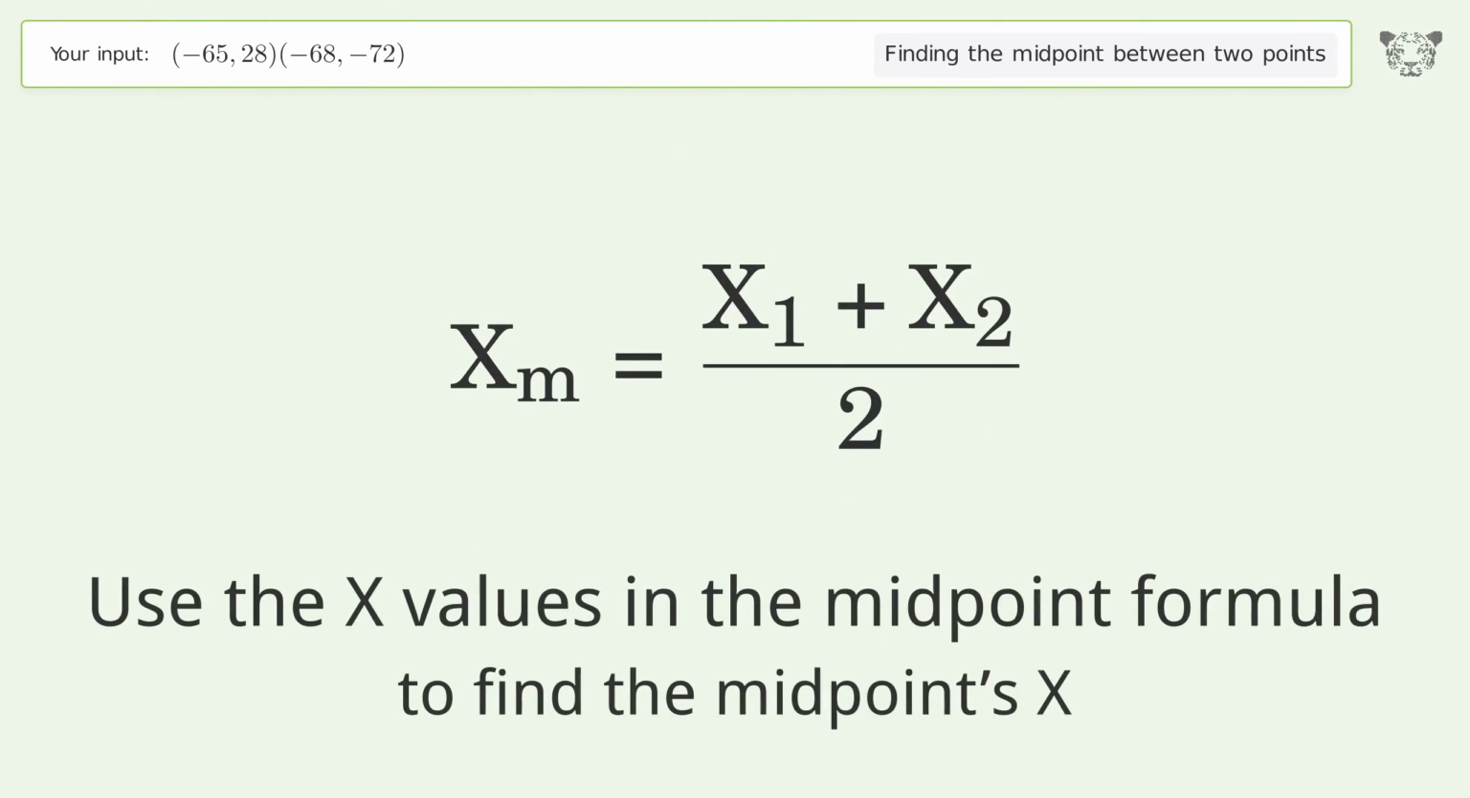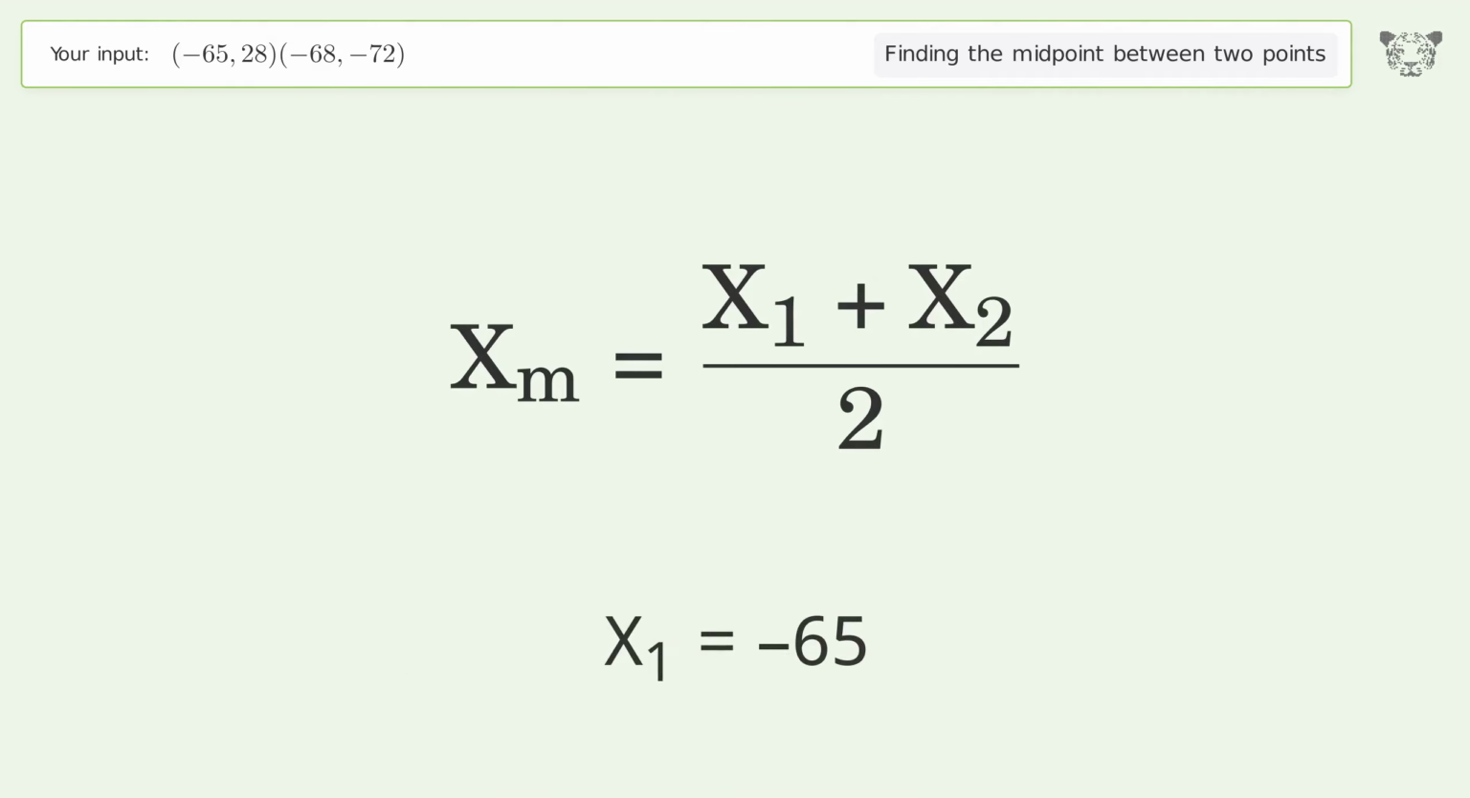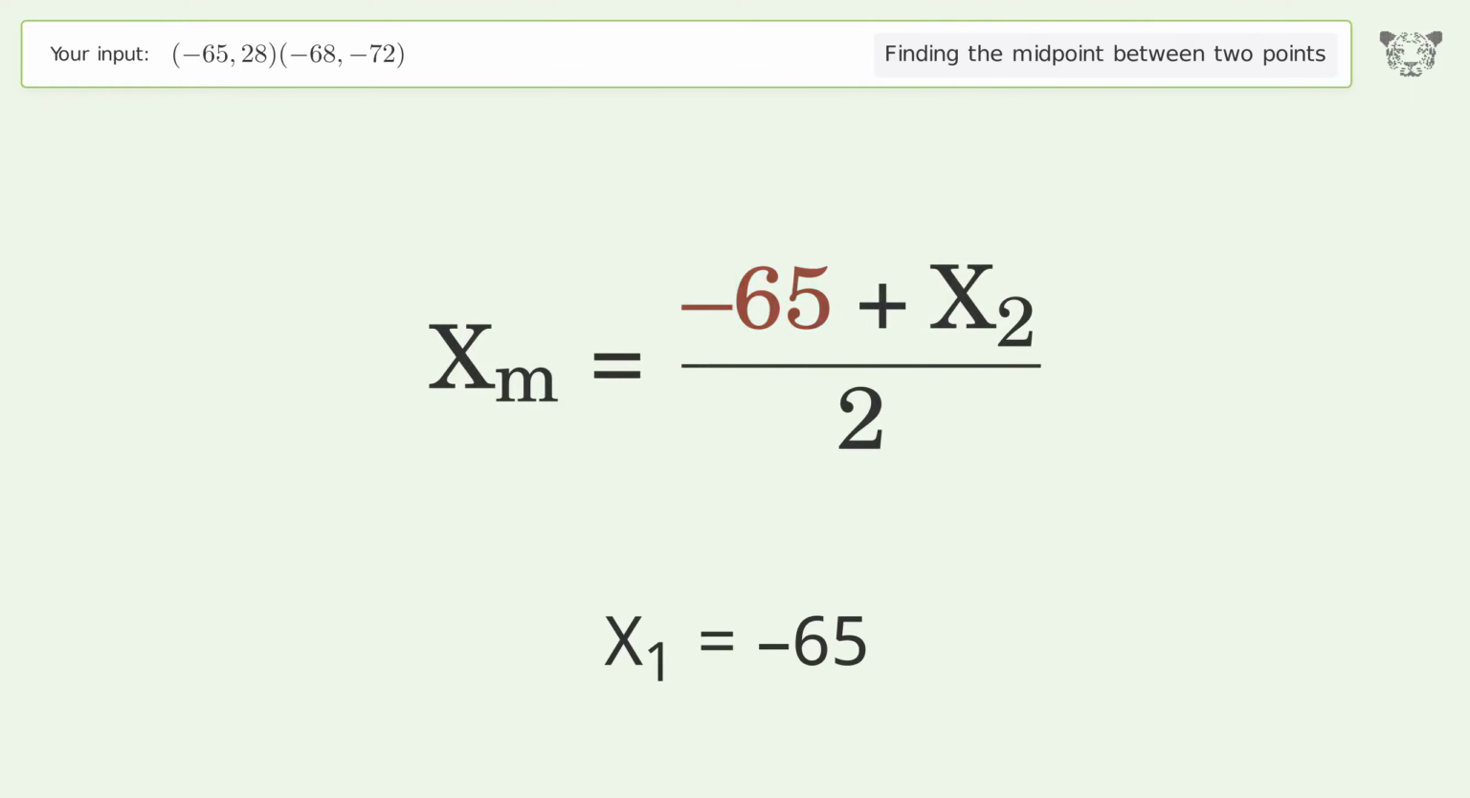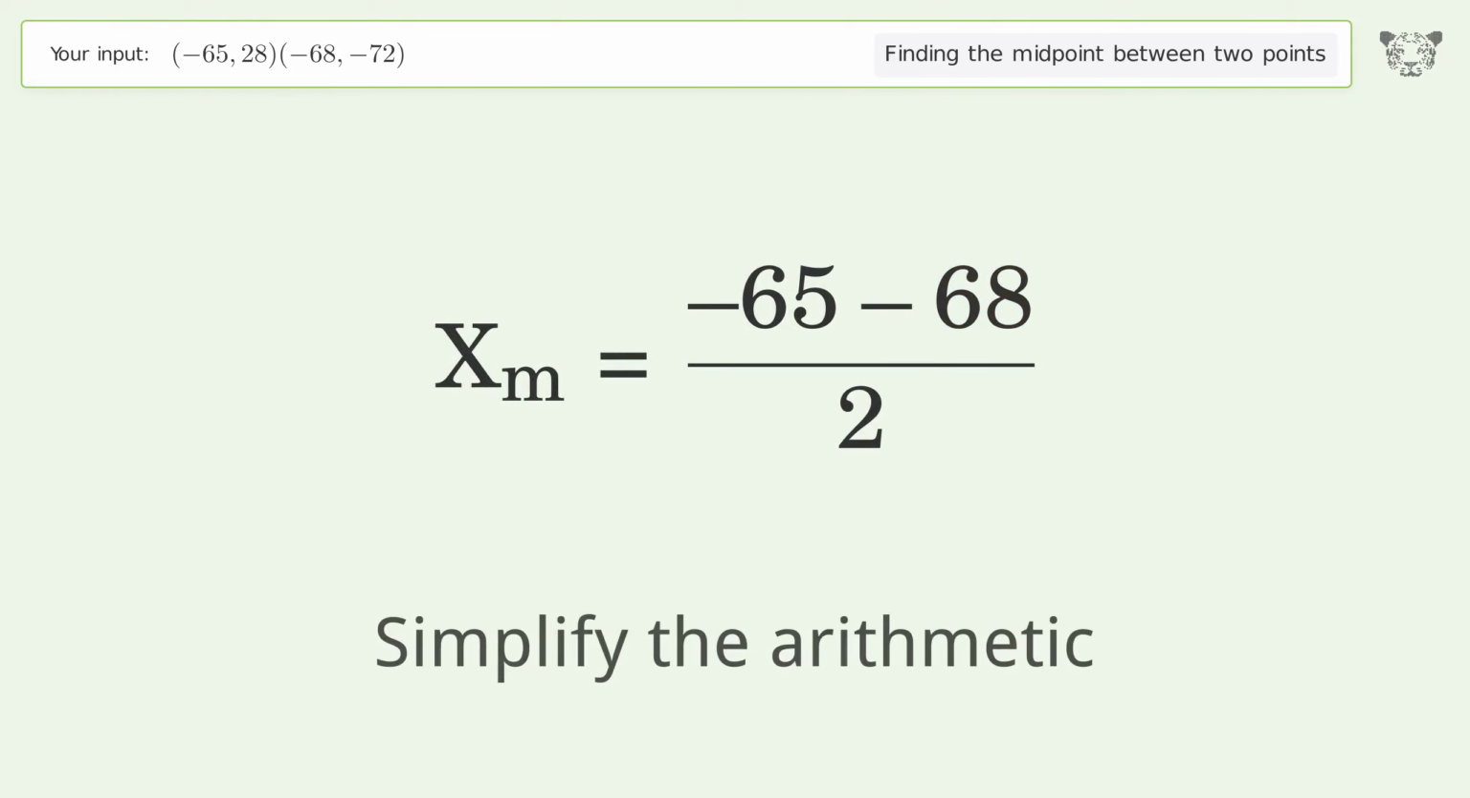Use the x values in the midpoint formula to find the midpoints x. x1 equals -65. x2 equals -68. Simplify the arithmetic.